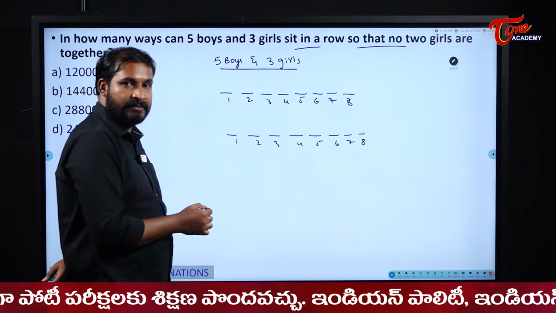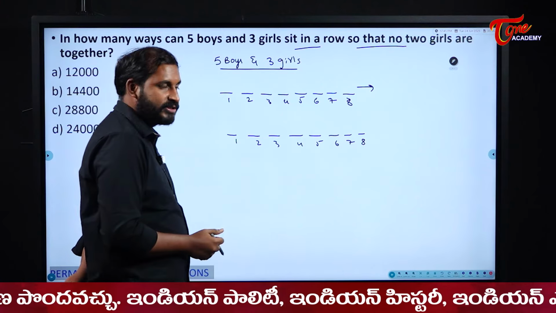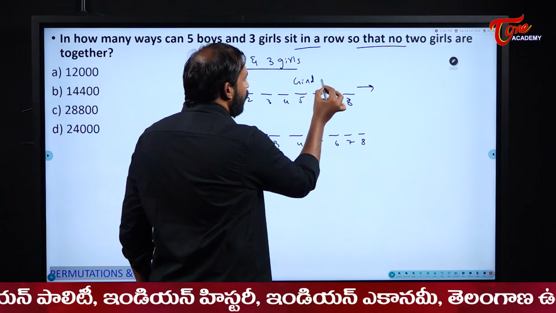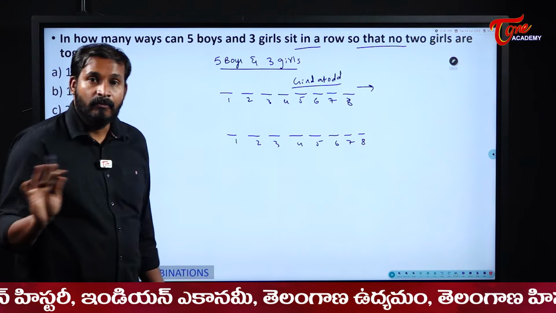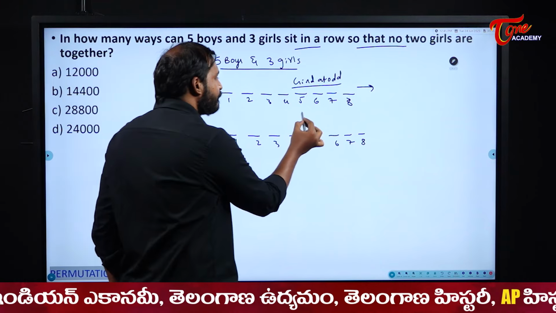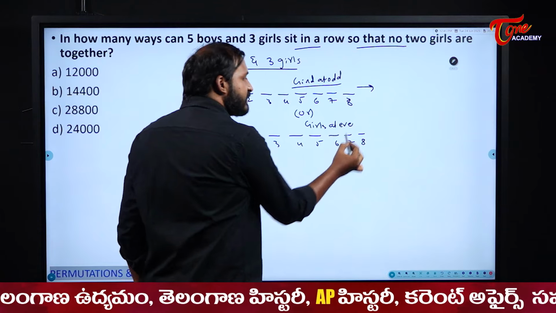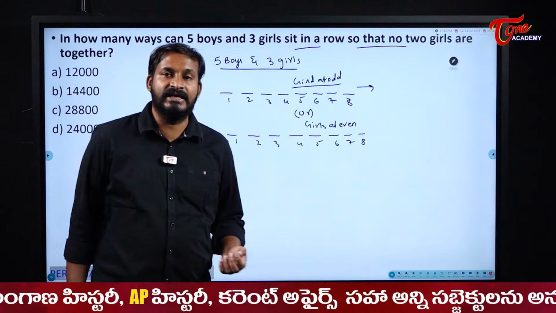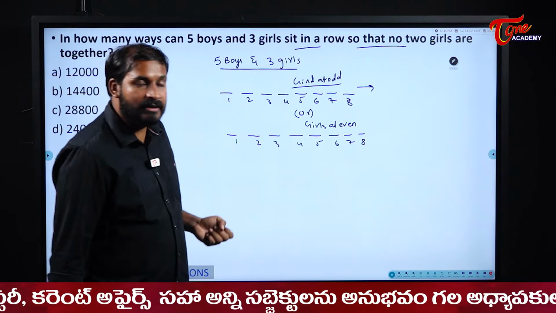So if girls can be seated at odd positions, in my first case, total, this case is girls at odd. I am simply using the word girls at odd. I am not speaking about the boys here. Or girls at even positions. I am not speaking about the boys. So first fulfill the condition, girls at odd positions. Total how many odd positions I have? 4. And how many girls are available for me here?